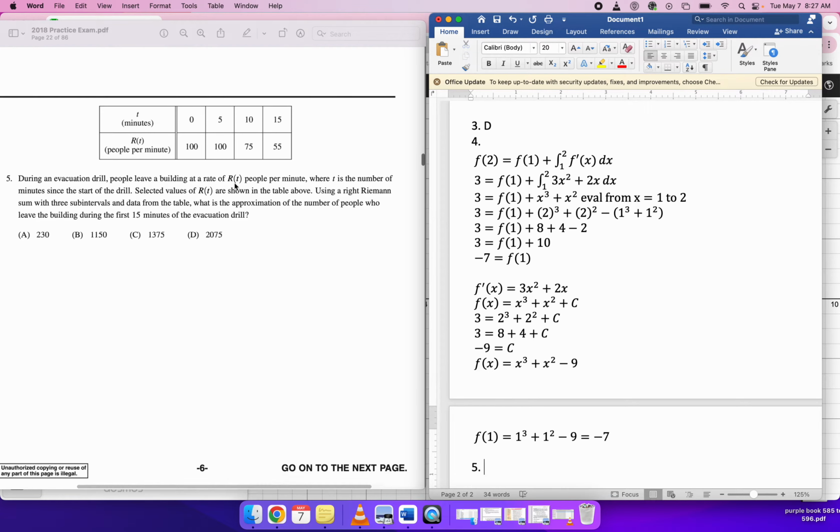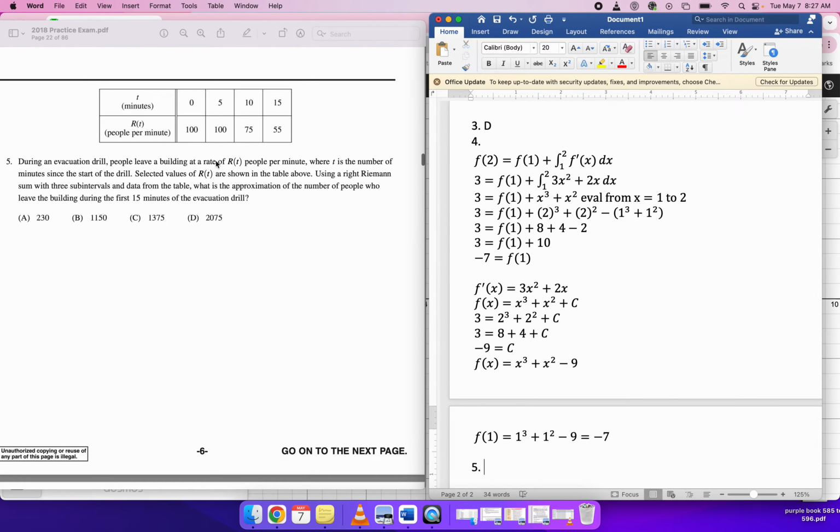Number 5, during an evacuation drill, people leave the building at a rate of R of t people per minute, where t is the number of minutes since the start of the drill. Selected values of R of t are shown in the table above.